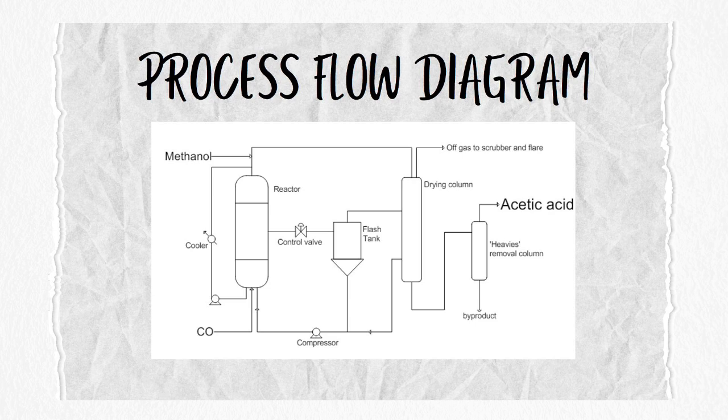So, for the acetic acid production, that is our main product. The purified acetic acid is collected as the primary product. As for the byproduct collection, the byproducts generated during the process are collected separately at the heavy removal column.